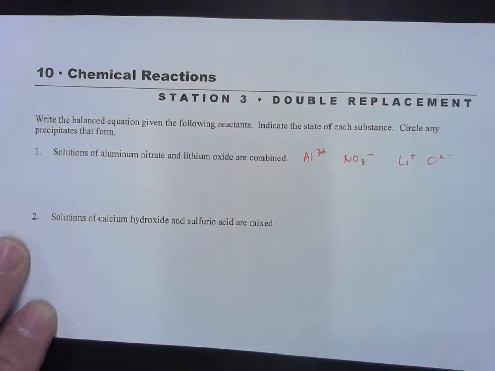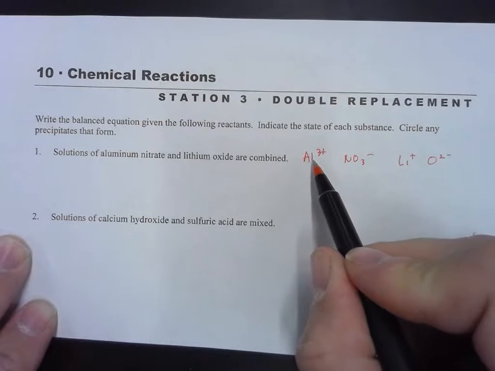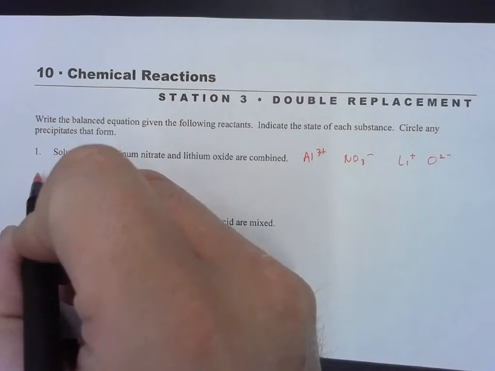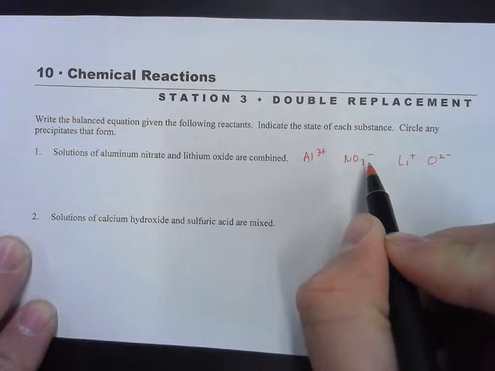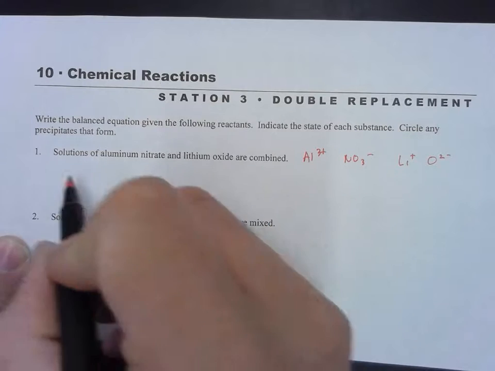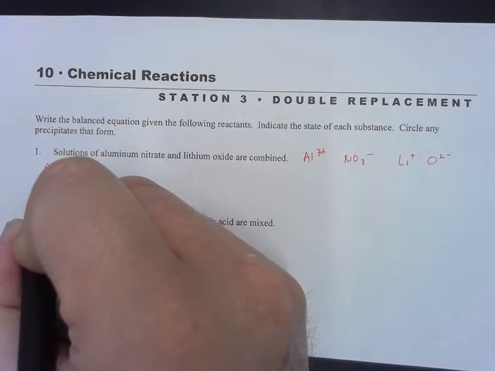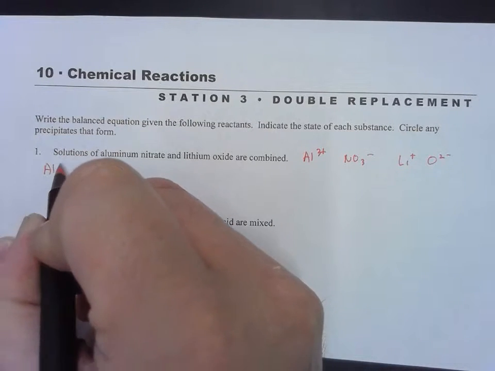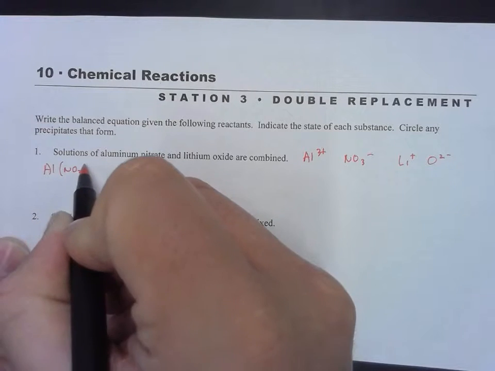Okay, so again, the goal here, whenever I'm writing these compounds out, is to cancel out these charges. So if I've got a 3+, I'm going to need 3 of these minuses to cancel that out, right? So Al NO3, and I need 3 of them.